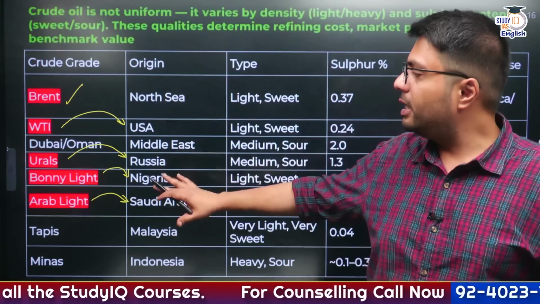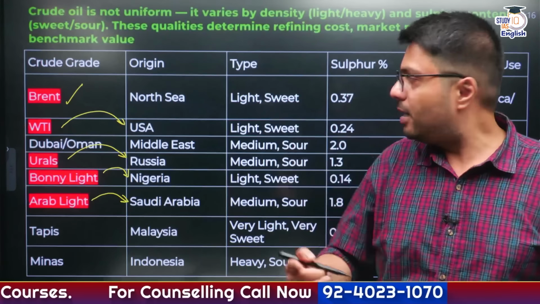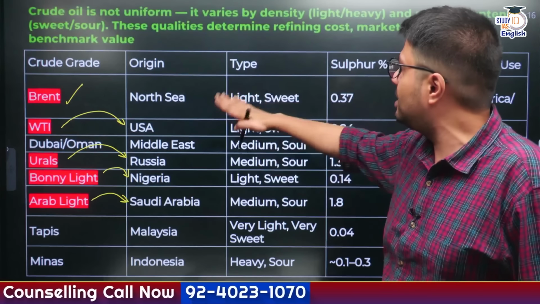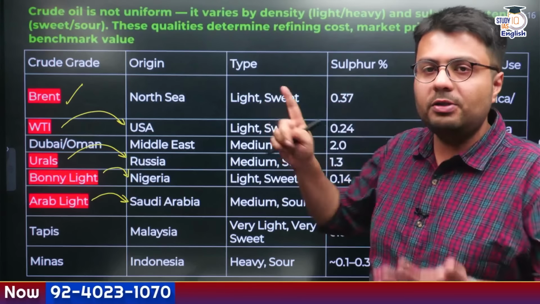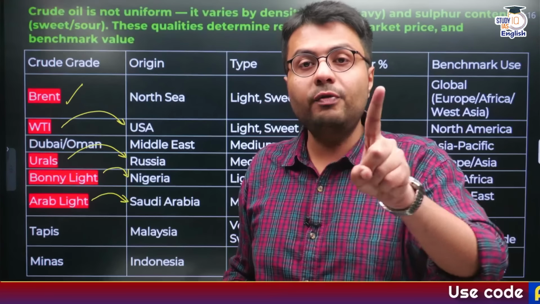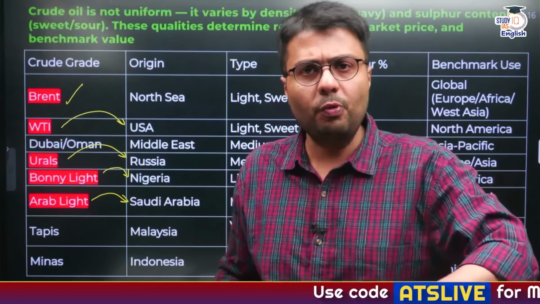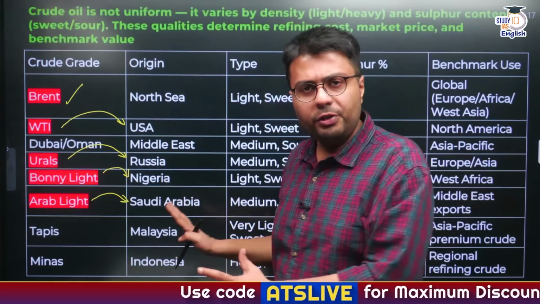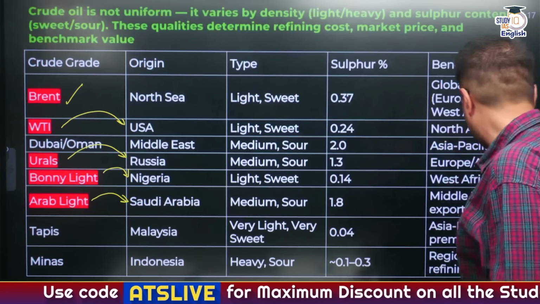So these are the important grades that you'll have to remember. Once again, you do not have to remember what is what type and what sulfur content. Just remember that the variants of crude oil differ as per the content of sulfur and as per its density. This is what you need to remember. I have given you sufficient data. You can refer to it after the end of the class.